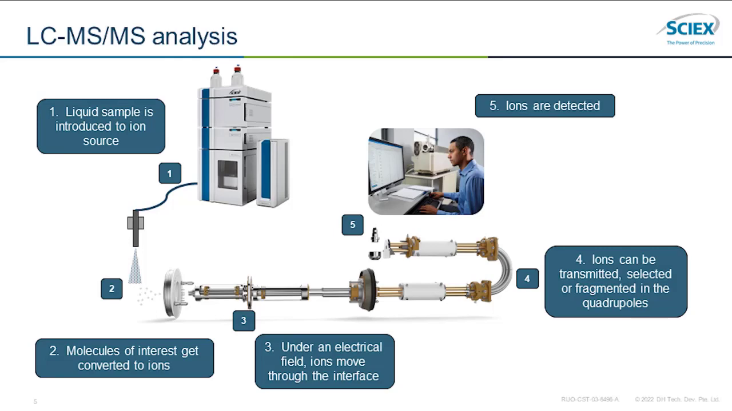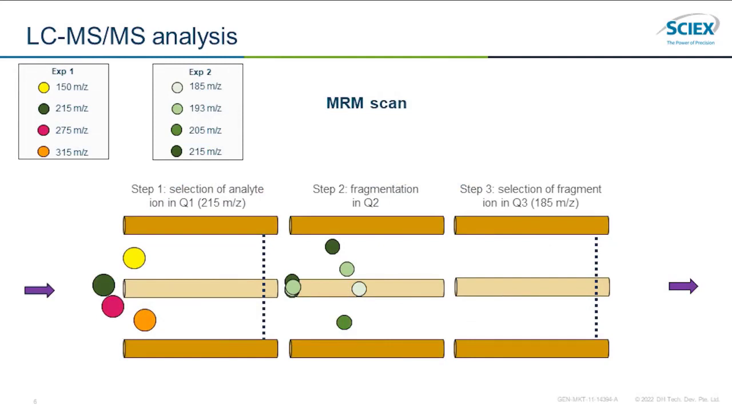But what is the real experiment that's happening, and how are these things being selected? For LC-MS/MS, we're going to be talking about MRM scans specifically. These are our quantitative scans that we're using for our pesticide analysis. In our first step, we have 4 ions entering our Q1, and we're really only interested in one of them, the green ion. We use our Q1, our first quadrupole, to filter out the other ions that aren't of interest. So our green ion, the 215, moves into our Q2.